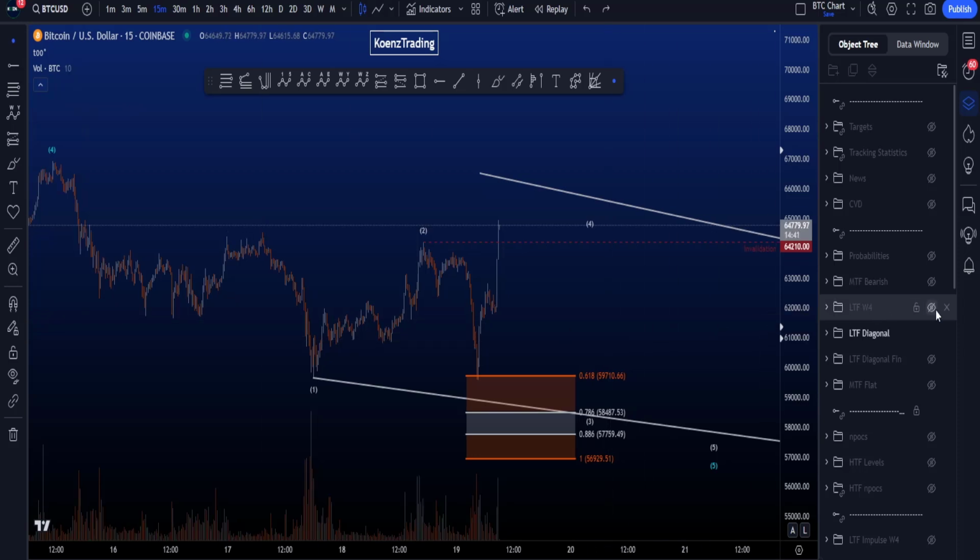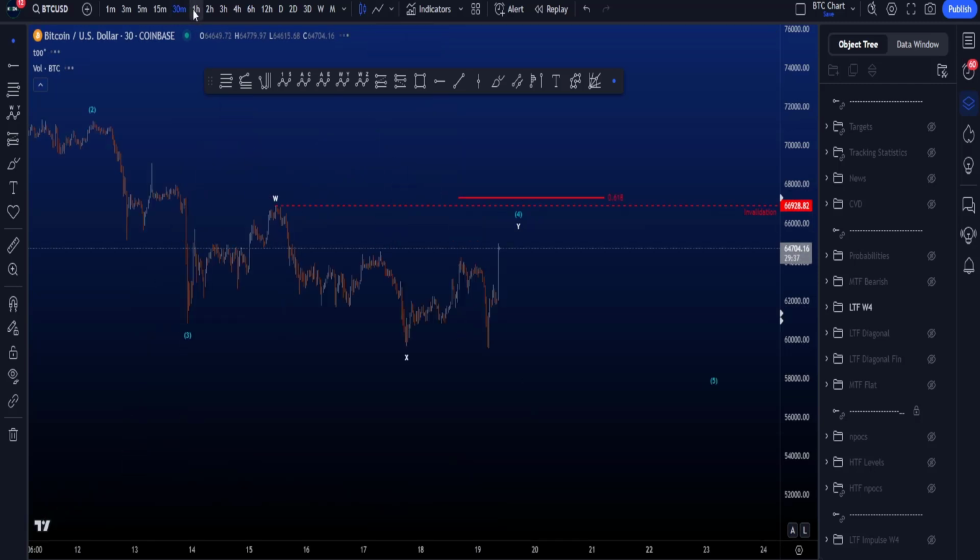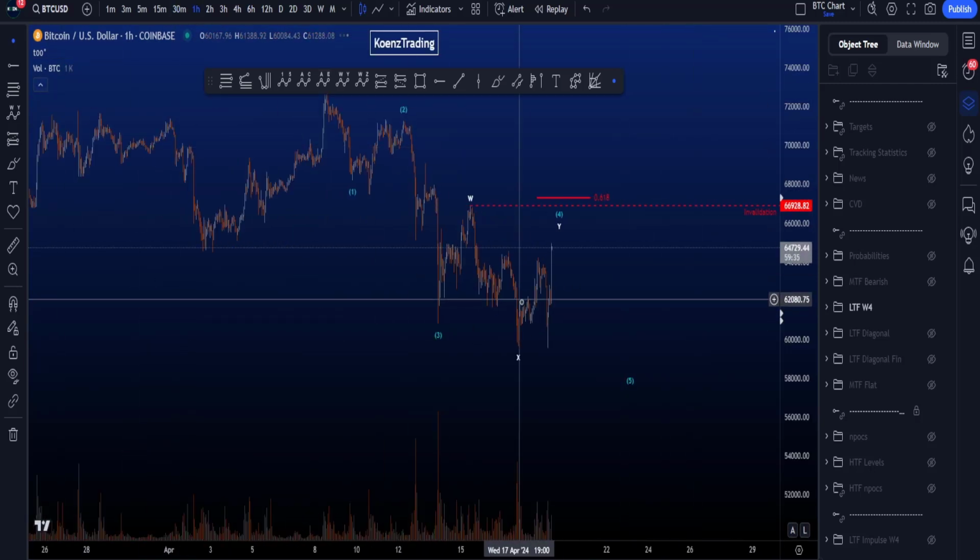So if we then look at an alternative bearish scenario, we have to look at a continuation of this wave 4 in a bigger impulse towards the downside.